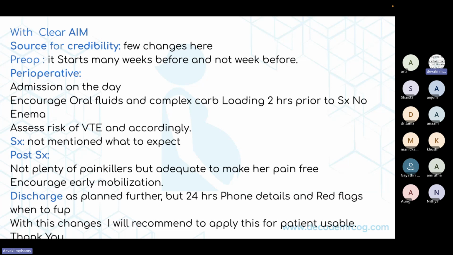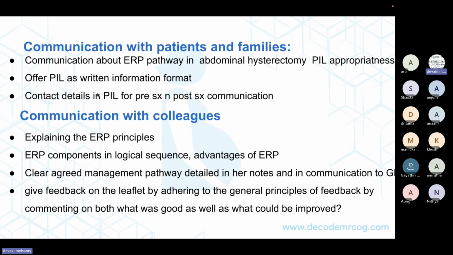So with these changes, I will recommend to apply this in this format, and we can share the new patient information leaflet of enhanced recovery pathway, what is expected during abdominal hysterectomy. So we need to discuss all those points in this case, and with that we can start to go through the domain wise scoring. So, communication with the patient and families.